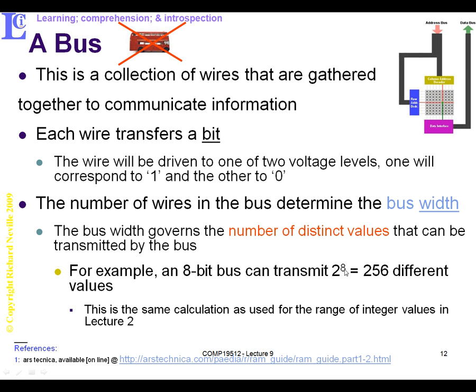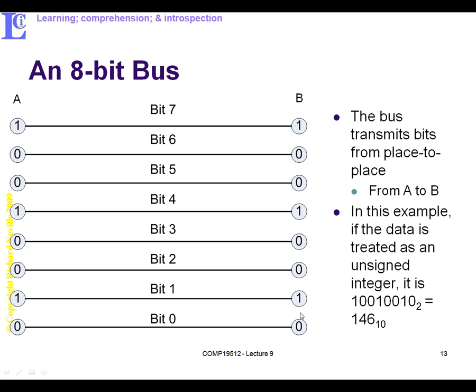So it's 2 to the power of 8, and that equals 256 different values which you can transmit across a bus of 8 bits. We've already seen this type of calculation in the previous lecture, lecture 2. This is a visual depiction of an 8-bit bus. When we're going from A to B, maybe the processor to the primary memory, each one of the bit lines or wires is given a particular naming convention. Bit 0, the least significant bit, and bit 7.